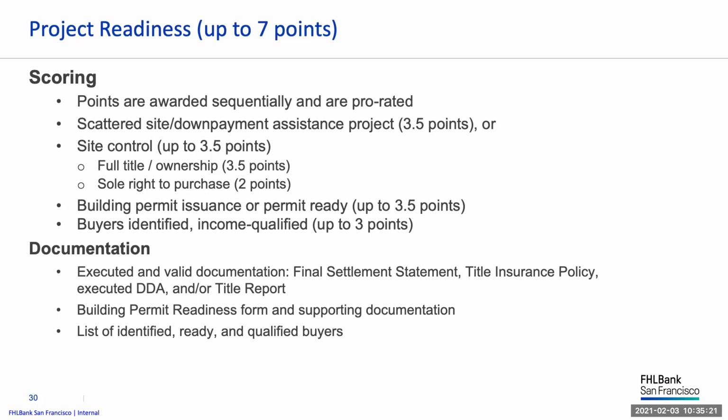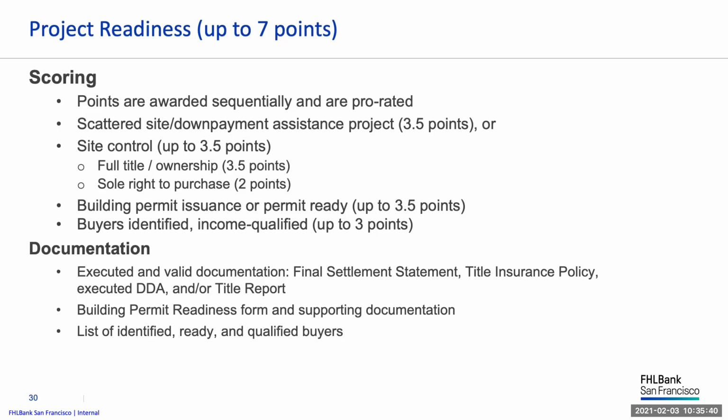Points are also prorated if the questions are not applicable to all units. 3.5 points are awarded for full site control. Documentation must be submitted as evidence for the different options listed in the application: either a final settlement statement, title insurance policy, executed disposition and development agreement, or title report.